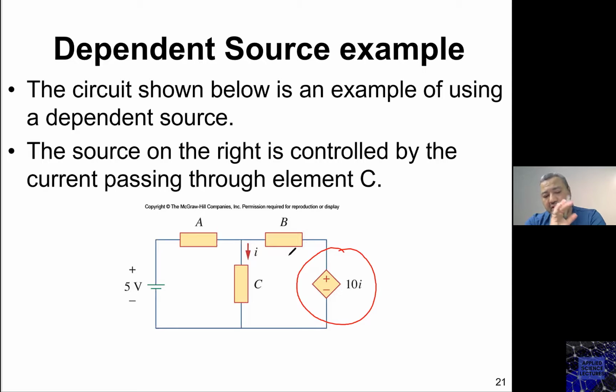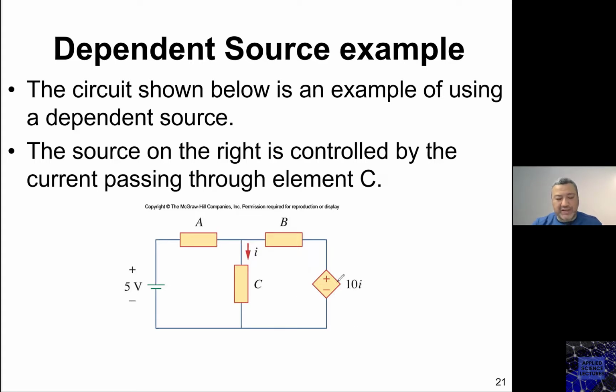Now, this voltage source is controlled by what? What is the quantity that is controlling this voltage source? It is controlled by a current. Exactly. So keep this in mind. Distinguish between those two. You see a diamond plus minus, this is a dependent voltage source. You see a current, this means it is controlled by a current. So this is a current controlled voltage source.